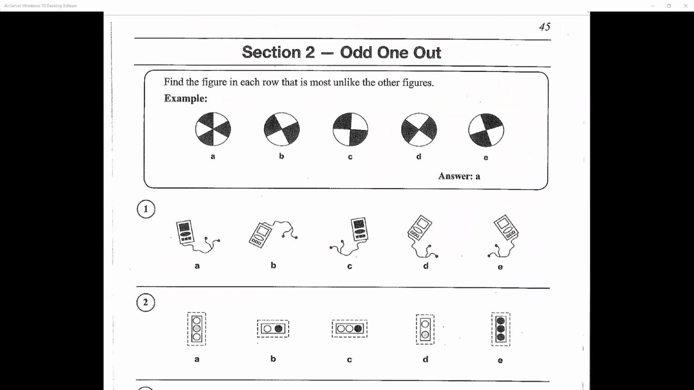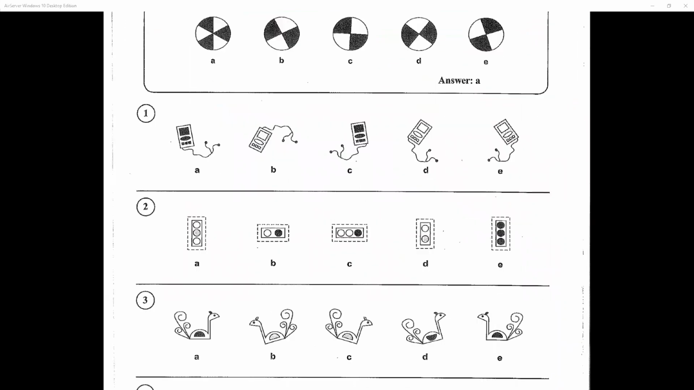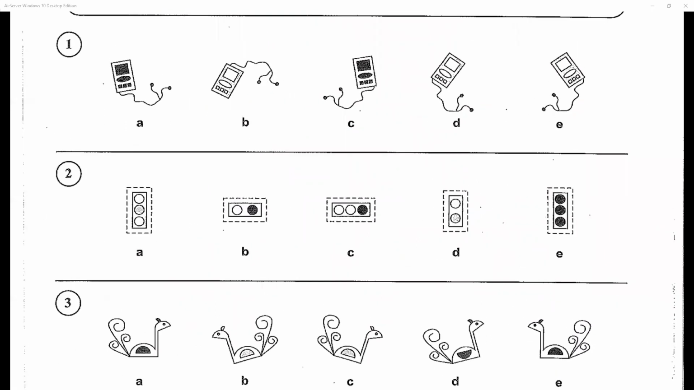Section number 2 is your Sana J. Section 2, odd one out. Find the figure in each row that is most unlike the other figures. So start with number 1. Number 1, is it C? It's not C. Is anybody else going for her?